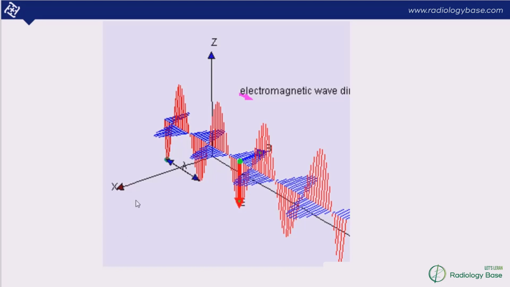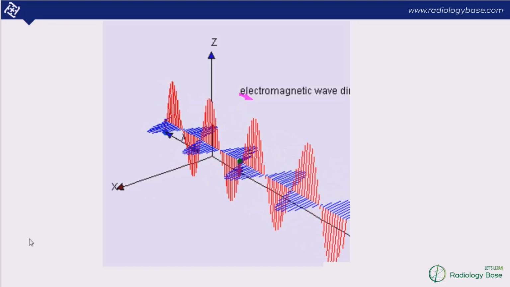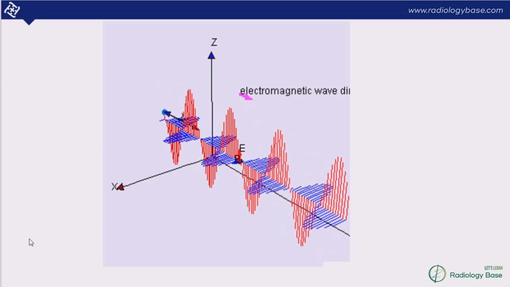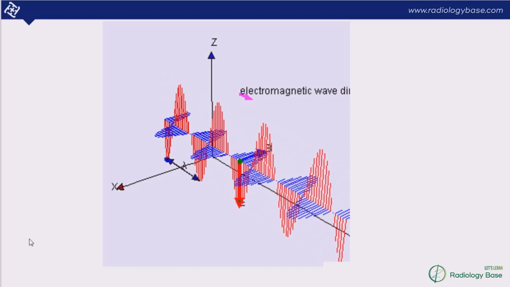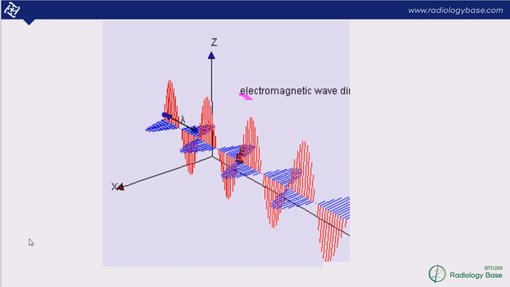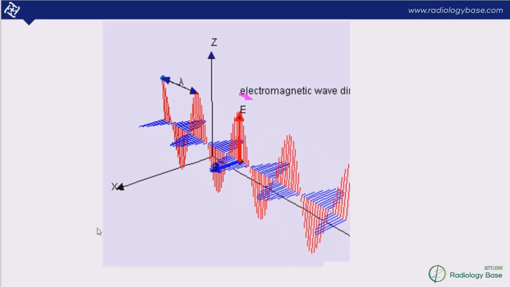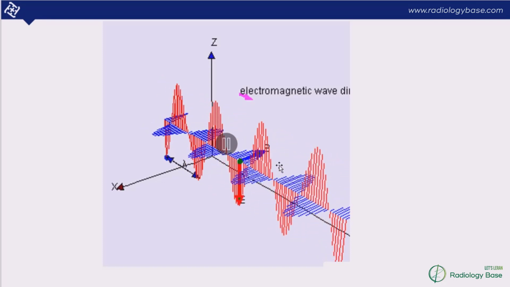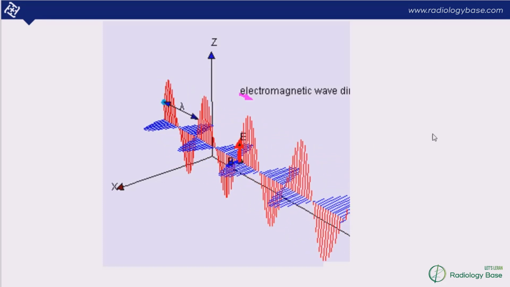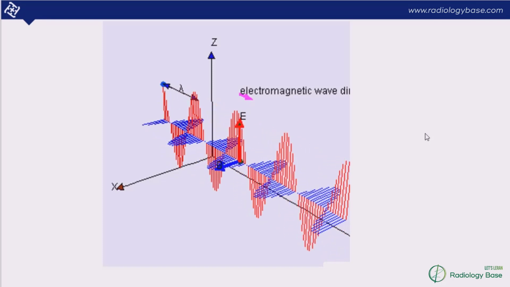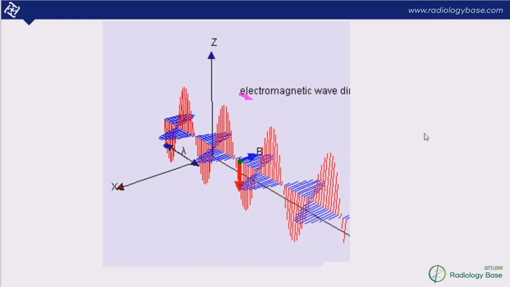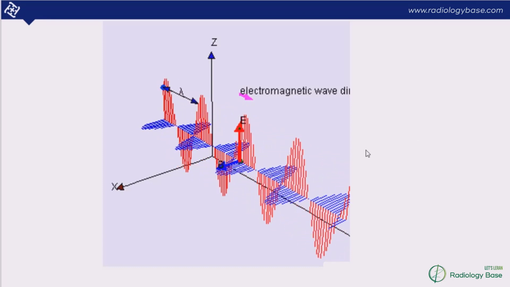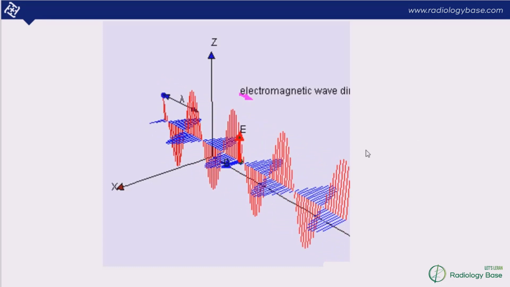So this is a graphical presentation, an animation, which is taken from Wikipedia, and you can see that the electric field E and the magnetic field, which is B, are alternating with each other, and you can see that if the amplitude of E increases, so does the amplitude of B.